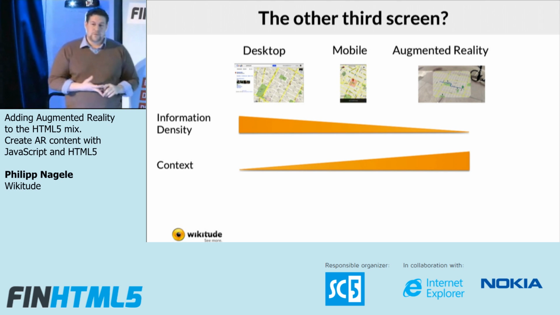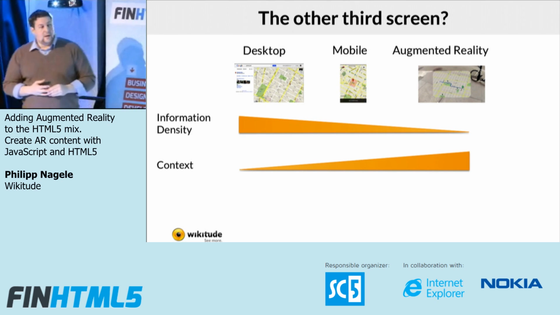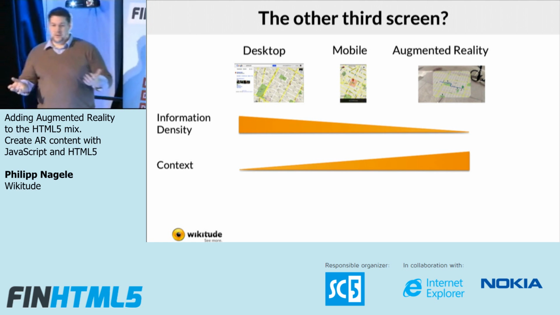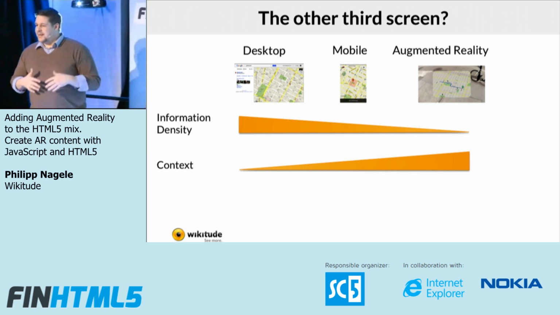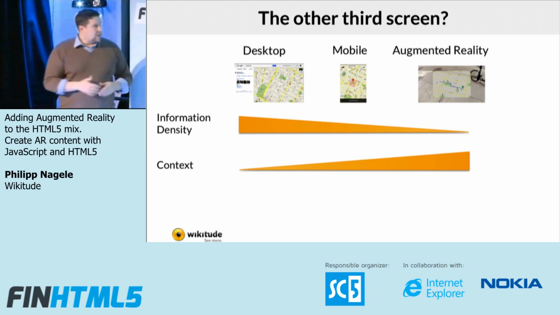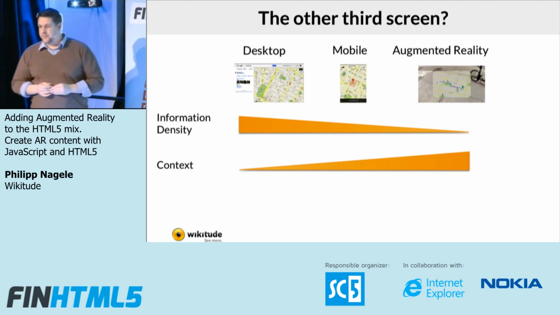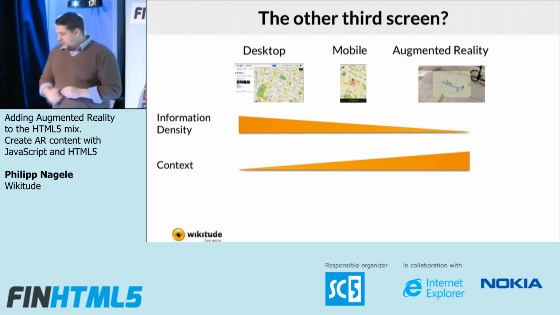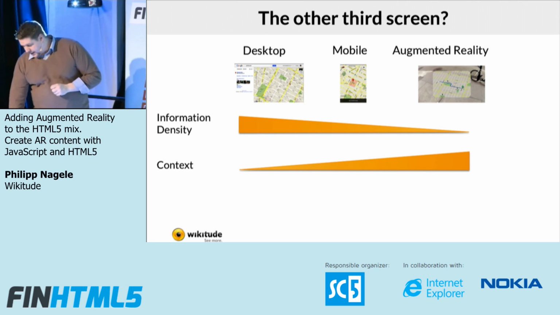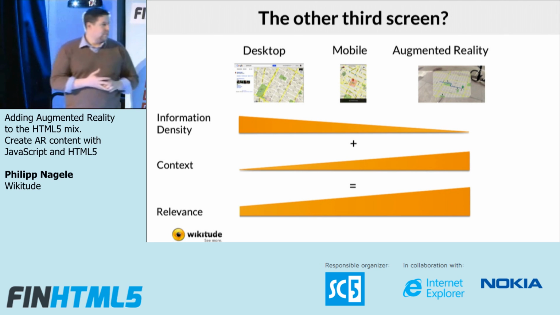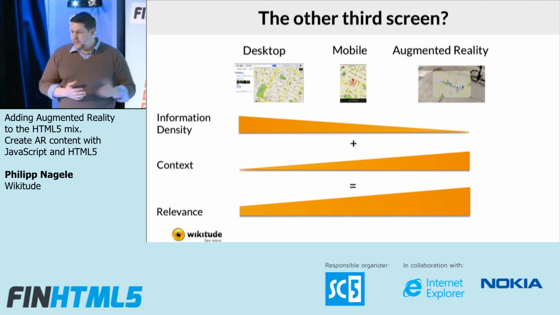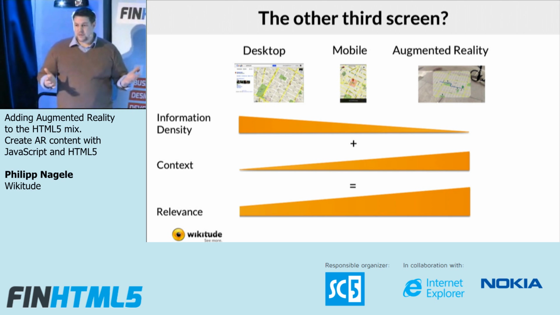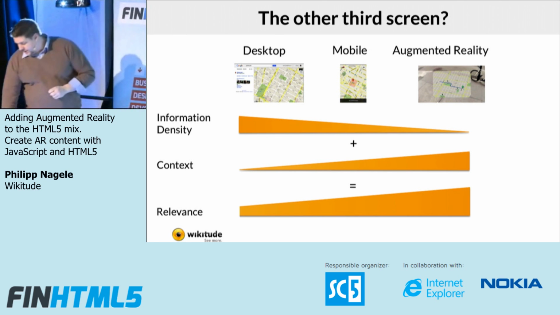On the other hand, if you think about the context you're using your application in, that is very low in the desktop environment, right? You hardly know where the user is actually sitting. There are some APIs you can get from location, but you don't know what he's looking at or whether he's really there or not. That's somewhat better on a mobile phone. You can add context to your application. And that is even better on an AR view. And if we add those, my prediction will be that the relevance for the user is highest in the AR view. That's still to be proven, we'll see, but that's something I really expect.